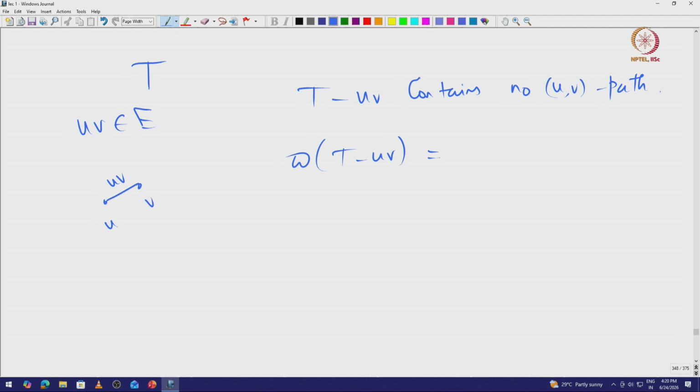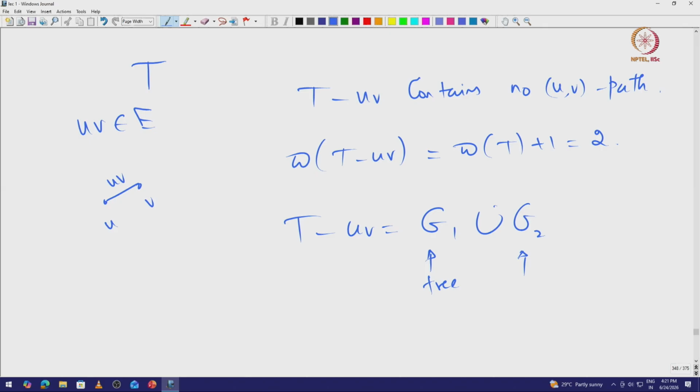This is going to be exactly the number of components of T plus 1, because the number of components can increase by at most 1, and since T is connected, it is exactly 2. So, you have two connected components of this T minus uv. Let us call it G1 union G2, and since T has no cycle, G1 and G2 also have no cycle. So, that means they are trees. This is a tree and this is a tree.